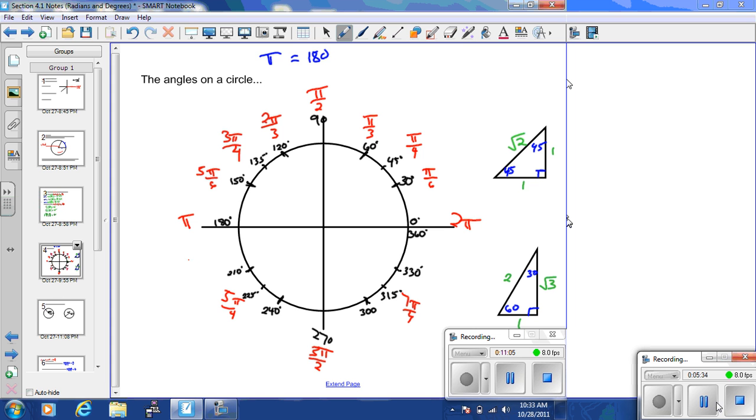Down here is 7 pi over 6. Here's 8 pi over 6, but that reduces to 4 pi over 3. Here's 9 pi over 6. That's already taken care of. 10 pi over 6, which is 5 pi over 3. And then here's 11 pi over 6. And finally, back all the way around is 12 pi over 6, but that's already reduced.